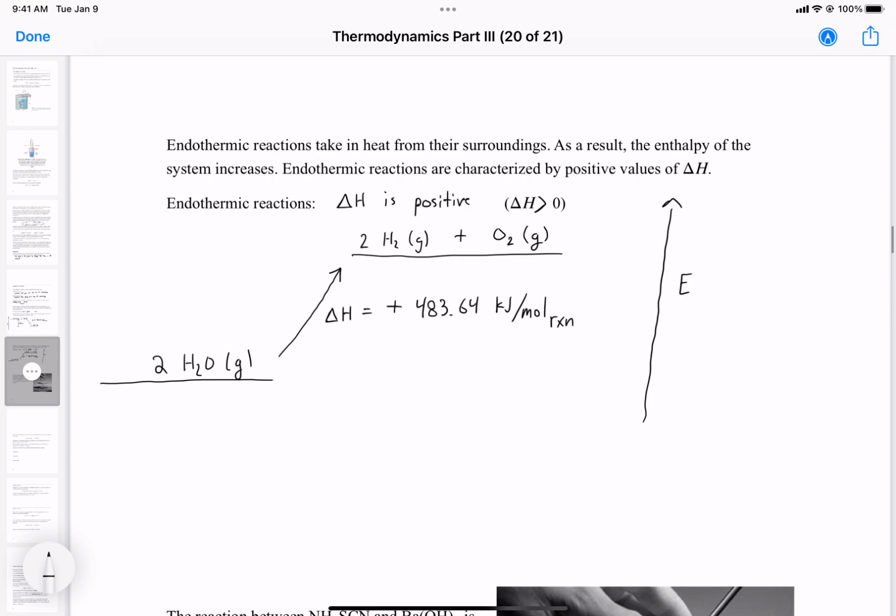So you see here, it's very unfavorable for this reaction to occur. We need to put in a lot of energy.